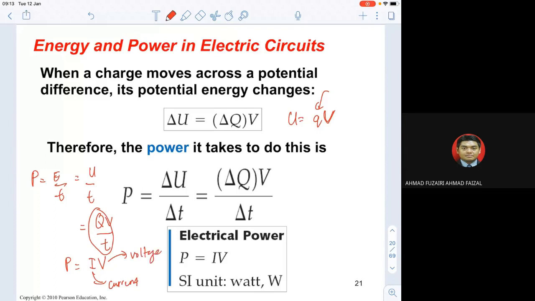I will use voltage here. Remember, sometimes they don't call it voltage, but they call it potential difference or maybe electric potential. But that is all the same thing: voltage, electric potential, and potential difference. Don't get confused between the terms. So that will be the electric power based on the current and voltage. P equals IV. The unit will be watt.